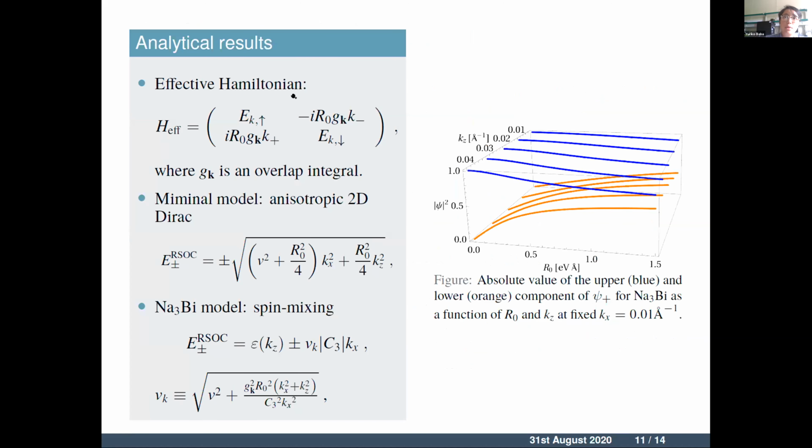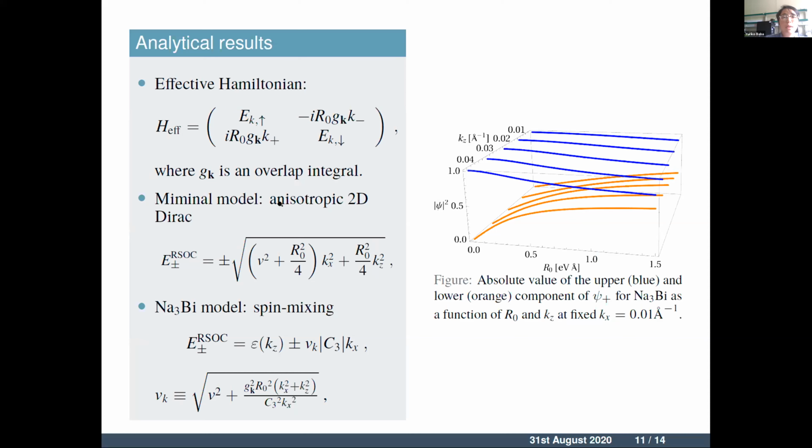The effective Hamiltonian is obtained here for the surface state in the basis of the chiral state. The diagonal terms are the energy of the chiral states, while the anti-diagonal terms are the coupling between them generated by Rashba. The coupling is proportional to an overlap integral that we call G(k), and this G(k) factor is very important. In fact, we obtain very different results depending on its dependencies.